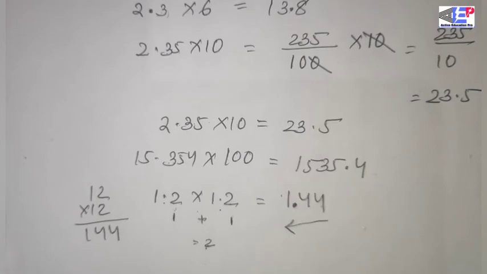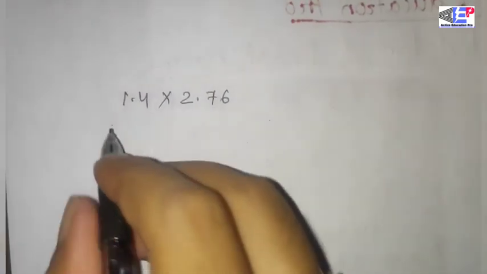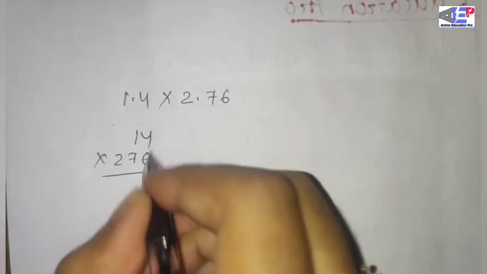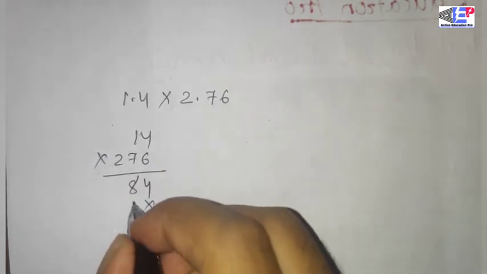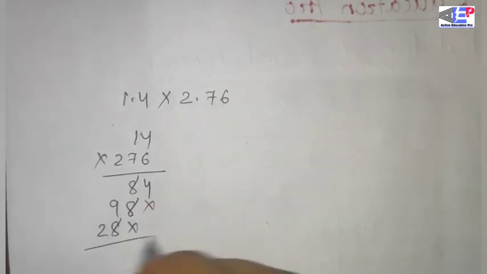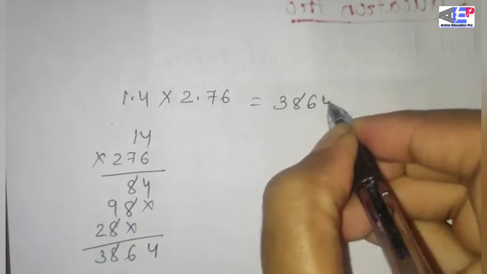Another example. 1.4 into 2.76. Multiply 1.4 with 2.76. Similarly, as usual, you multiply 14 with 276. 6 4s are 24, 6 1s are 6, 8. Then 7 4s are 28, 7 1s are 7, 2 9. 2 4s are 8, 2 1s are 2. This is 4, 8 is 16, 10, 18, 3, 3, 8, 6, 4. So the answer is 3864.